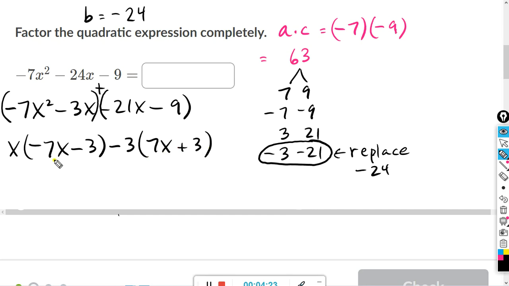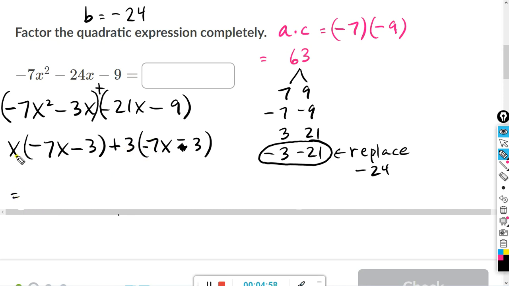Now, we want these groups in parentheses to match, okay? Now, we can see this one is negative and this one is positive. So what I'm going to do is change the sign on the -3 to positive, and then I can change the sign on these two, -7x and -3. All right? It's still the same thing. If it were +7 times -3, it's the same as 3 times -7. So it's the same thing.